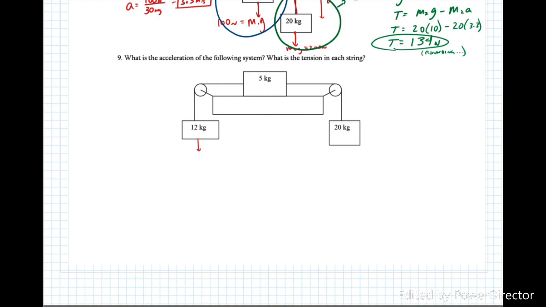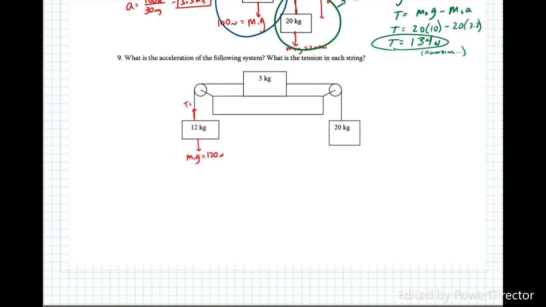All right, so question 9, new system, same plan. We're going to write down all of our forces. So m1g is down, that's the weight. We write m1g because it's telling us how to calculate that force. m1, 12 kilograms times g, 10 meters per second squared, 120 newtons.